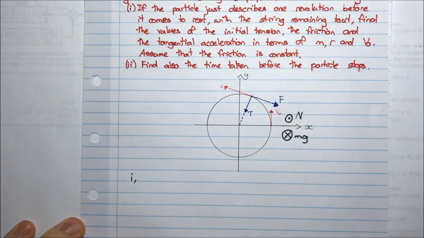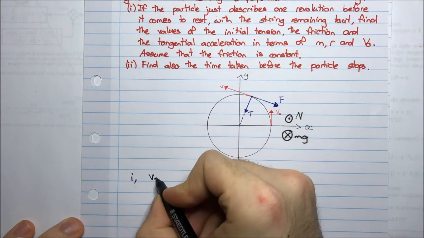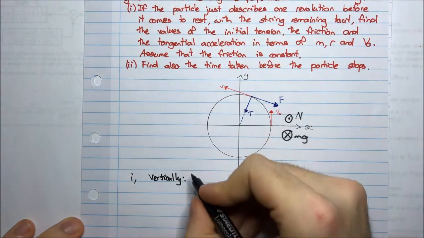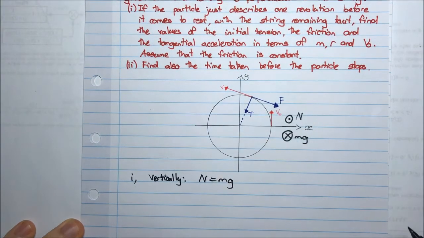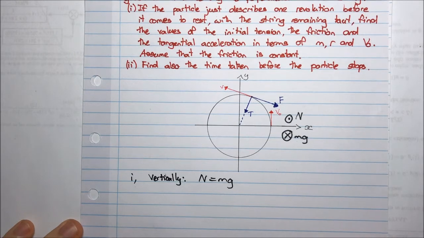Okay, so part 1. Now we need to resolve our forces. Well, they're already resolved. We need to consider the vertical case. So vertically, what do we have? We have that the normal force is equal to the gravitational force, N = mg. And that's all that we really need to do with this. We're not really going to consider this again, but it's good to have it in there for a complete understanding. All right, so that's the vertical.